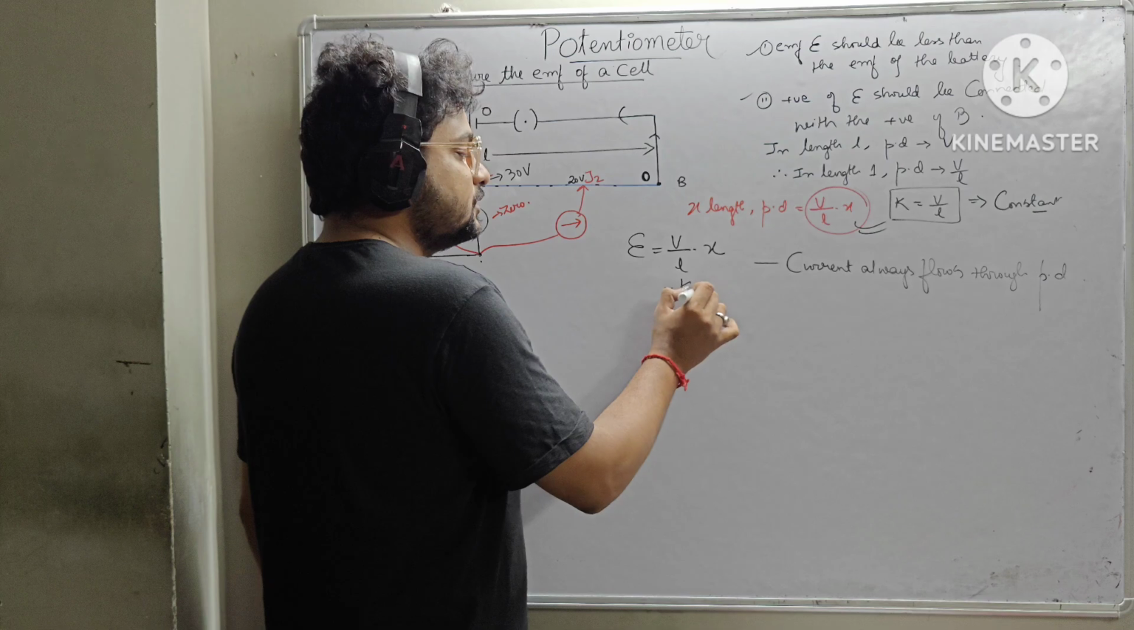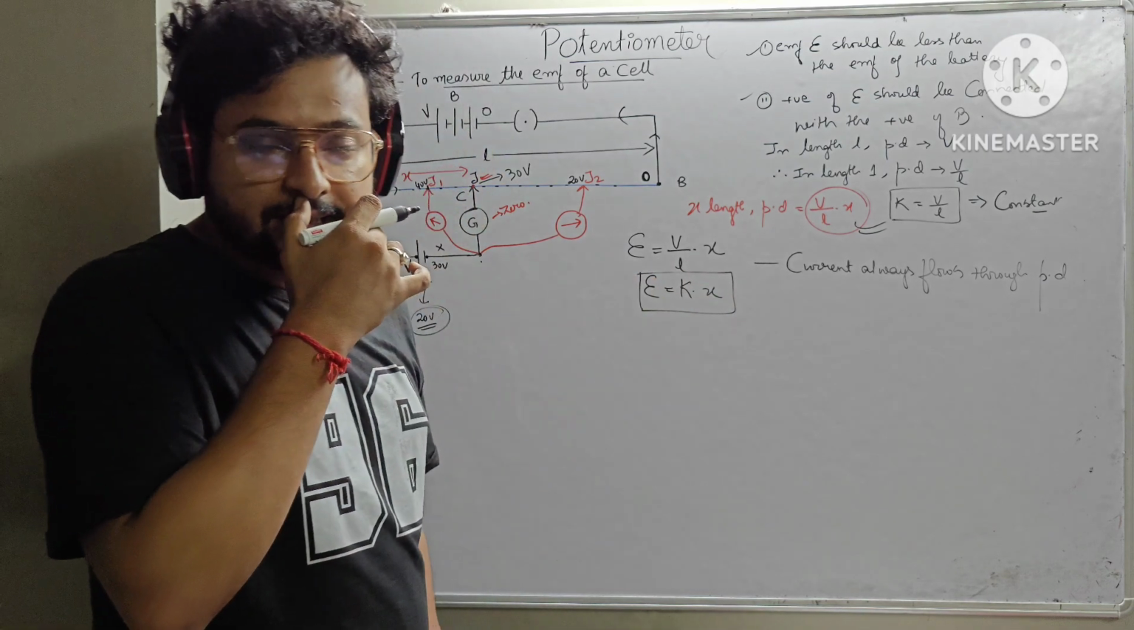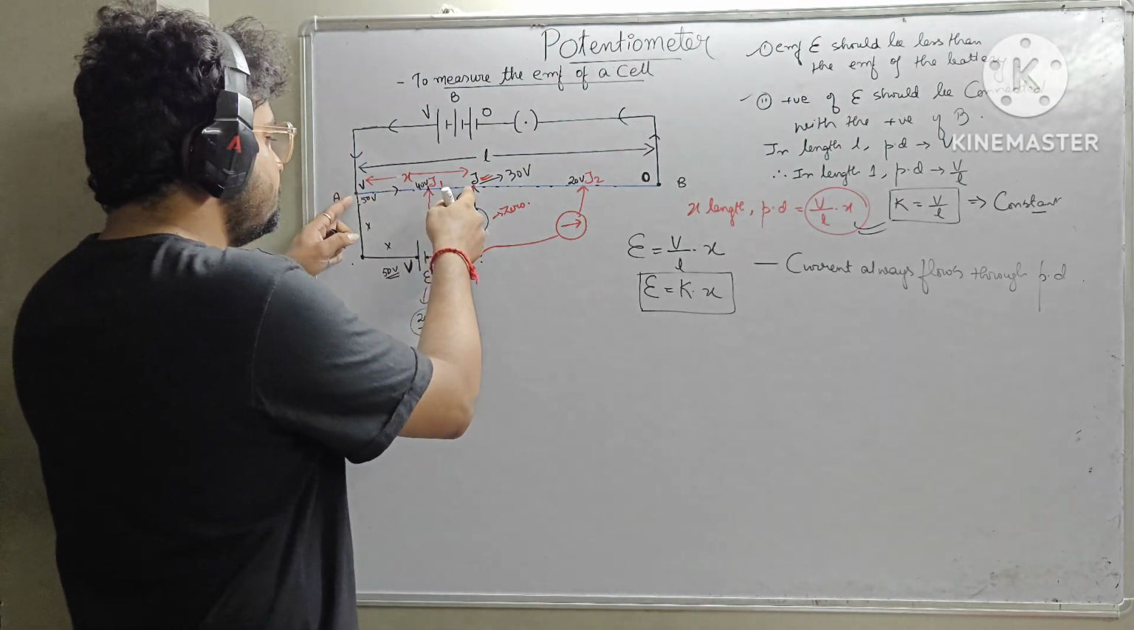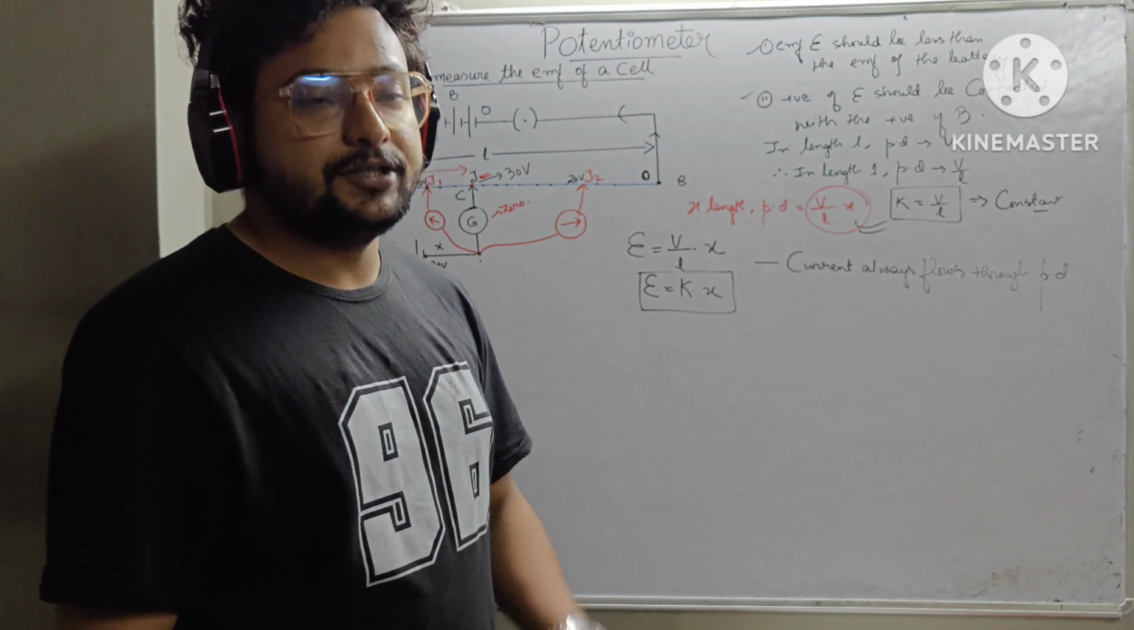We know V by L is constant and X. This will be the EMF of the cell. This is how you can measure the EMF of the cell. Once you know the potential difference between these 2 points, the EMF of the cell is going to be same. That is why current is not flowing.